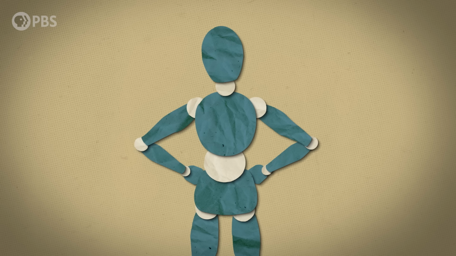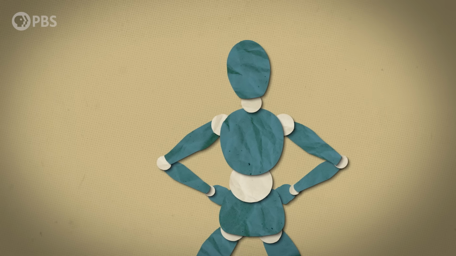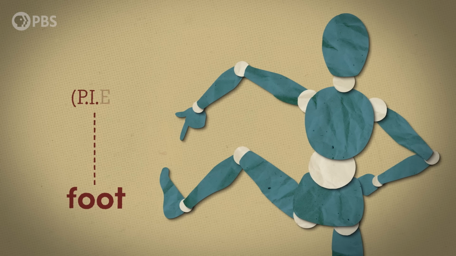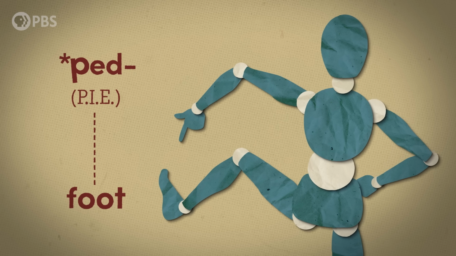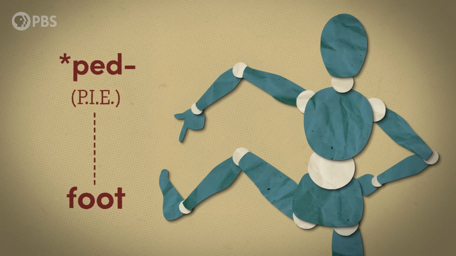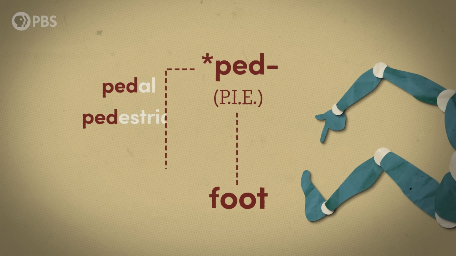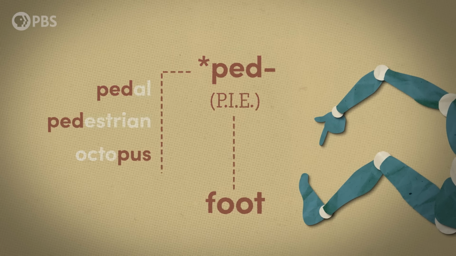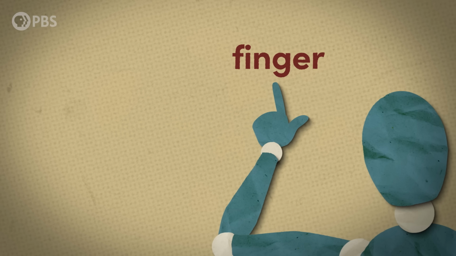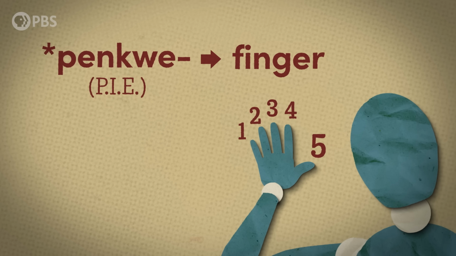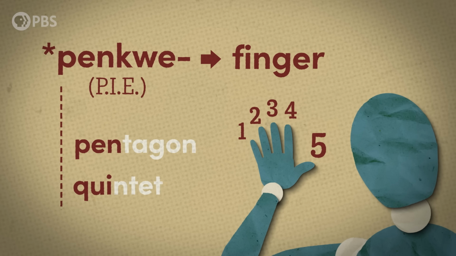To bring it back to body parts, Grimm's law also applies to the English foot, which comes from the PIE ped. Again, p becomes f. And it has many English cognates like pedal, pedestrian, and octopus. Likewise, finger may have descended from the PIE penkwe, which meant five, as in pentagon and quintet.